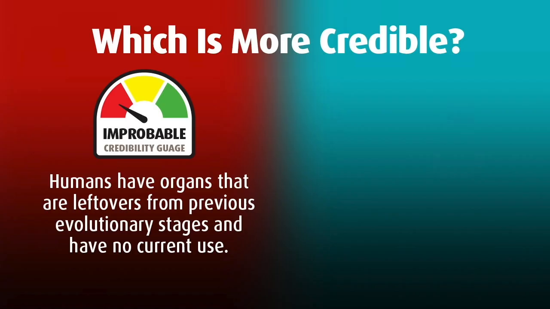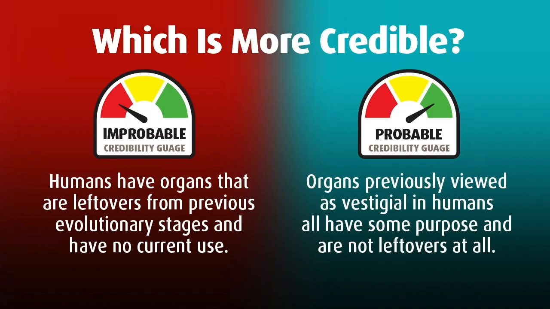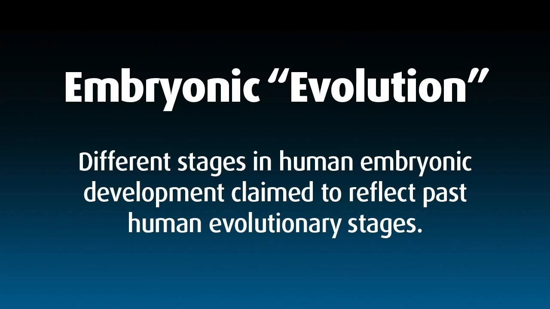So which is more credible? Humans have organs that are leftovers from previous evolutionary stages and have no current use, or organs previously viewed as vestigial in humans have all some purpose and are not leftovers after all. Let's talk about embryonic evolution.